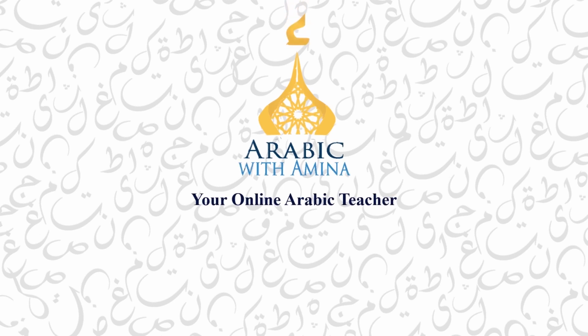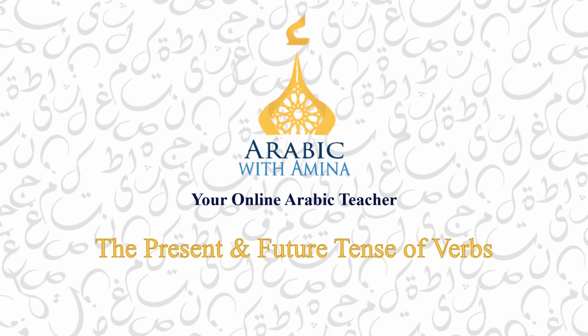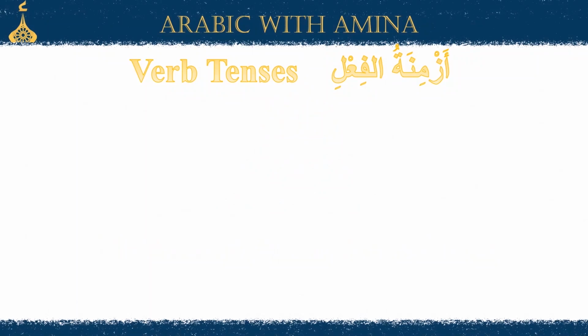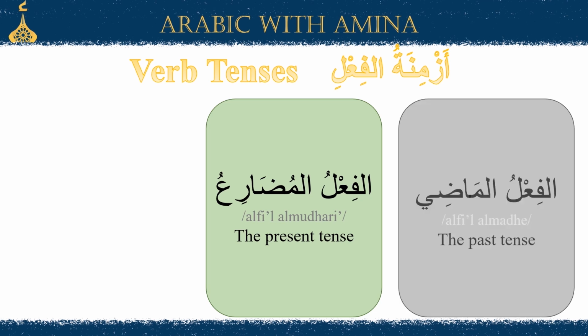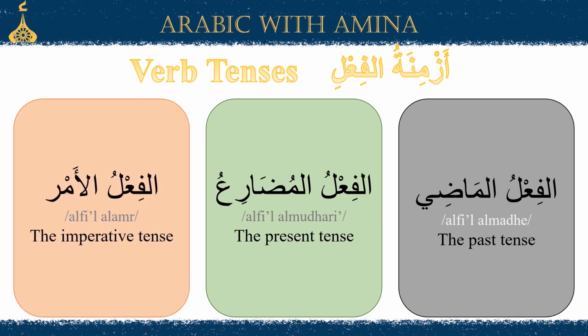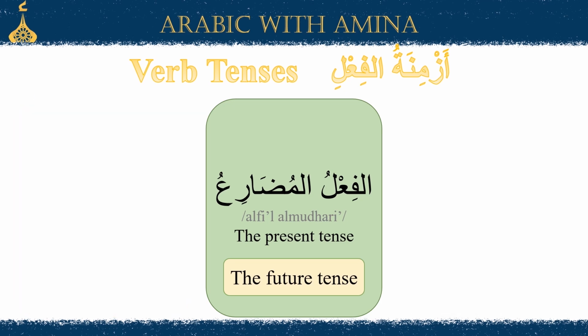In today's video, we are going to be learning about the present and future tenses of Arabic verbs. In Arabic, there are three main tenses for the verbs. We have the present tense, which is al-fi'l al-muḍāri', the past tense, al-fi'l al-māḍi, and the imperative tense, al-fi'l al-amr. The future tense also falls under the present tense. It is not considered a main tense in Arabic. In today's video, we are going to be focusing on the present tense.